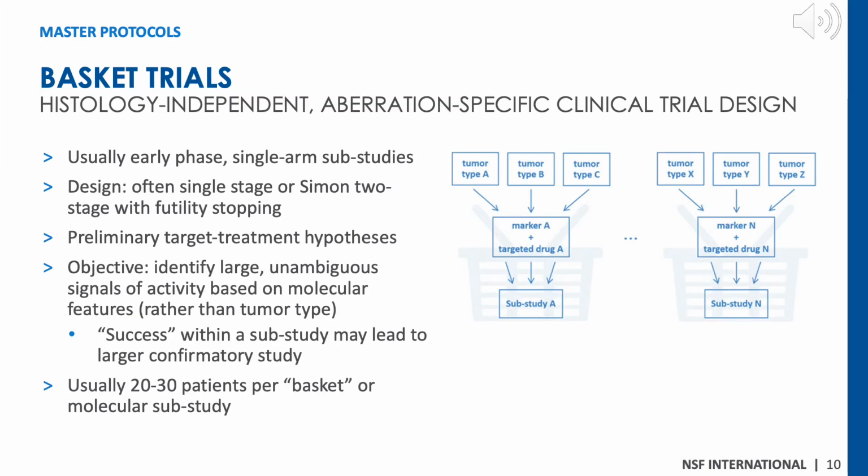As we discussed before, in a basket trial, patients with cancers of different histologies are enrolled in the clinical trial based on the presence of a specific molecular aberration. Basket trials are generally used early in drug development. One of the key advantages of basket trial design is that it makes it more feasible to evaluate rare diseases.